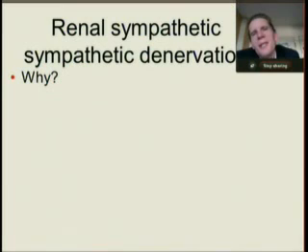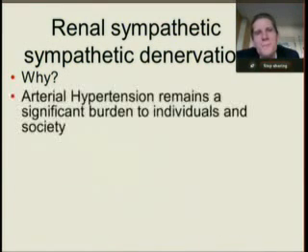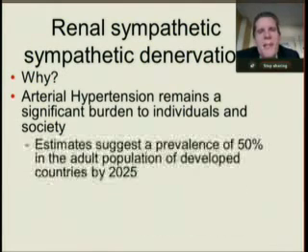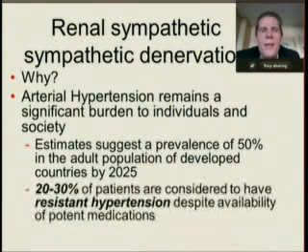Why do we do this, or why do we consider it? I think arterial hypertension remains a significant burden to everybody, individuals and society. There's a significant number of patients in the adult population that have hypertension, and it's estimated to be about 50% by 2025. And more importantly, there's a percentage of patients that are considered to have resistant hypertension despite availability of potent medications.